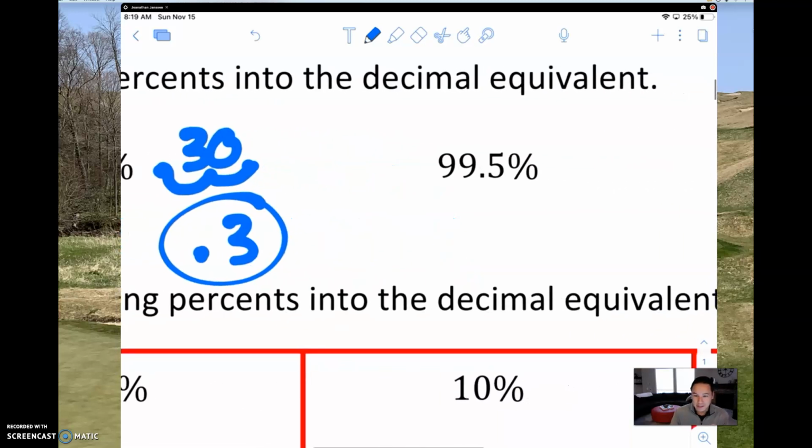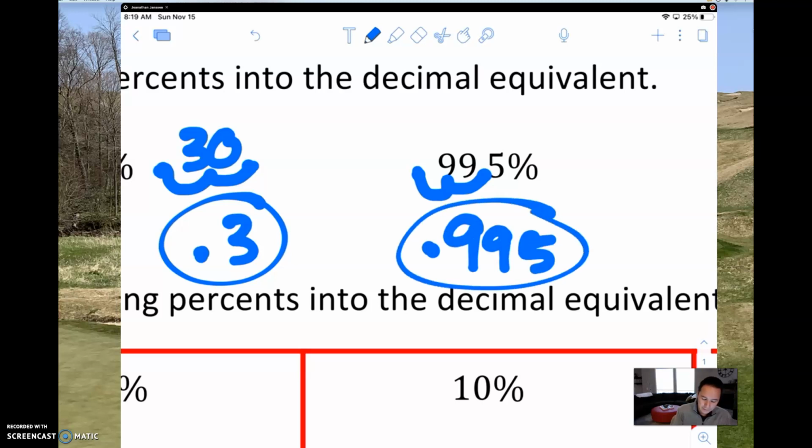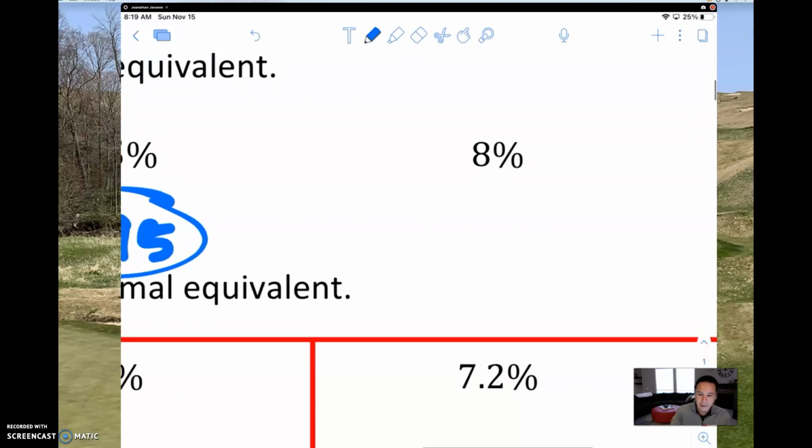Now we do see a decimal point, so this one actually makes it a little bit easier. 99.5%. I bet you'd be happy if that was your grade. We're just going to move that decimal point 2 spots back, and it becomes 0.995. Those are equivalent to each other: 99.5% and 0.995.